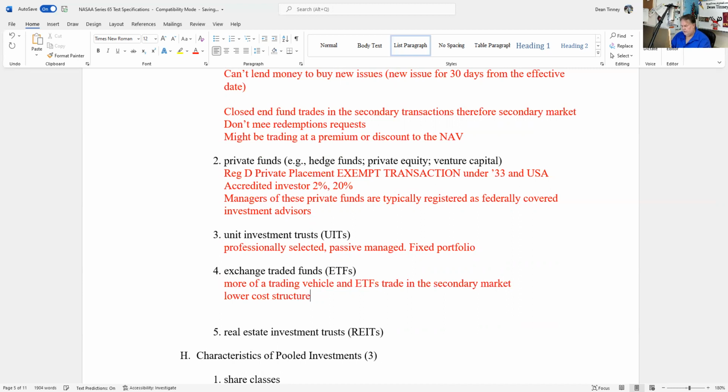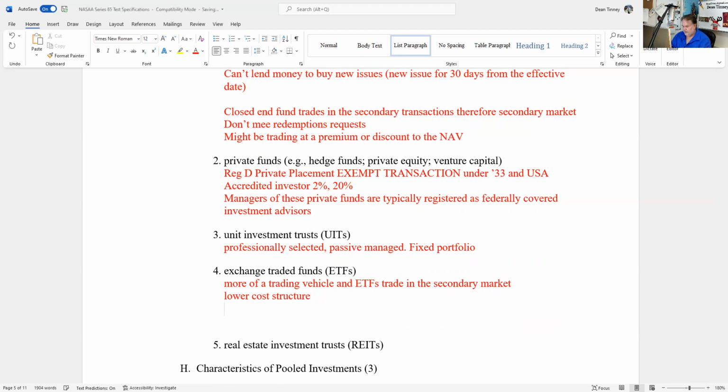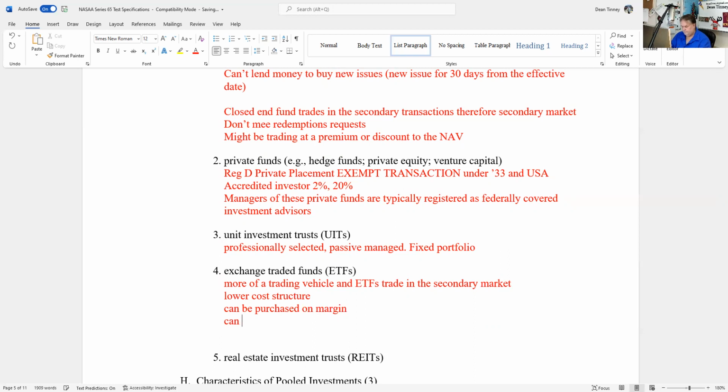Because of this idea, I always joke there is a problem with having monkeys harvest bananas, and this would be the problem, right? So more of a trading vehicle, and ETFs trade in the secondary market, they have a lower cost structure. They can be purchased on margin. As we said, open-end funds cannot. And you can sell them short. Open-end funds can't be sold short.